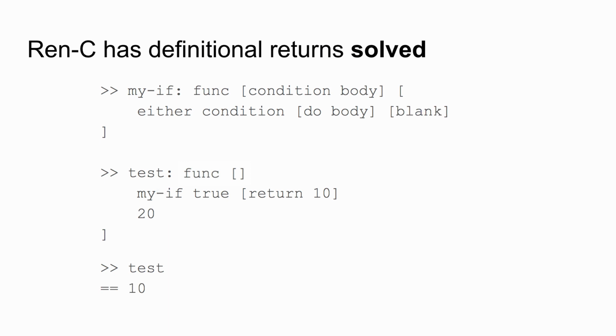So Ren-C has definitional returns. And the concept behind definitional returns is that return is a local variable that the func generator or function generator creates that is itself a function that knows which function to return from. And as a consequence, you end up being able to, in user mode, write your own loop constructs, write your own ifs, things that will now work properly with return, which is important.